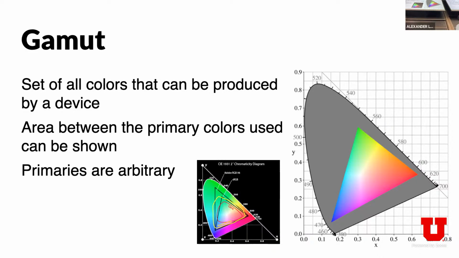An orange might look completely different. And usually on a projector, it looks completely different than on a high quality laptop screen, right? So this is what's going on here and why these things are different. The area between these primary colors is what we can show by mixing them. And of course, as I mentioned already, the exact location of the primaries is arbitrary.